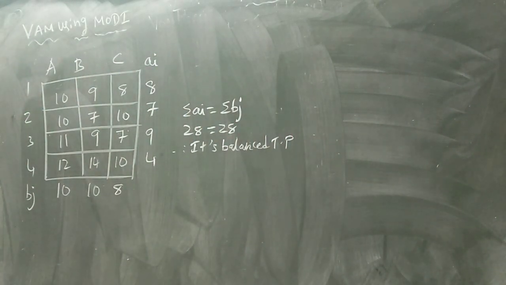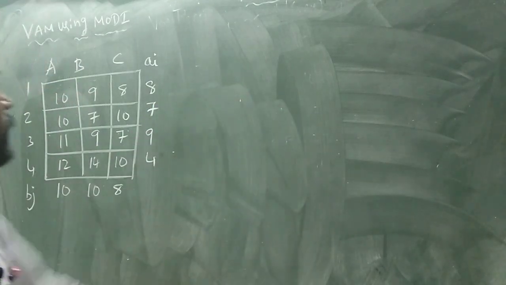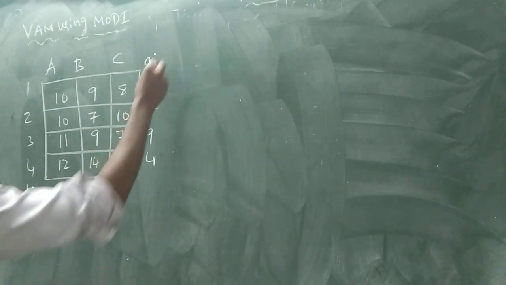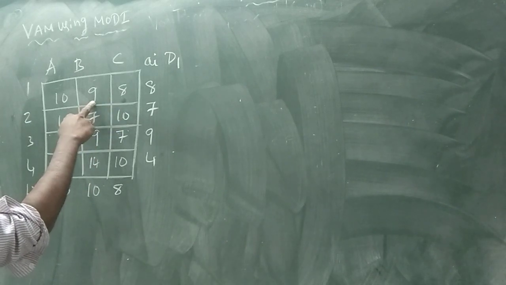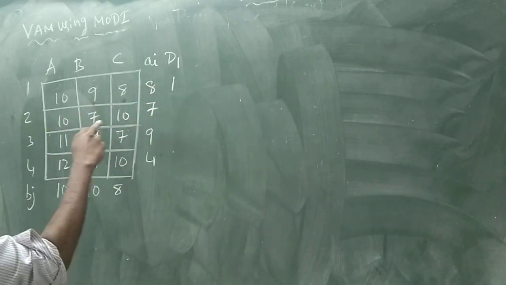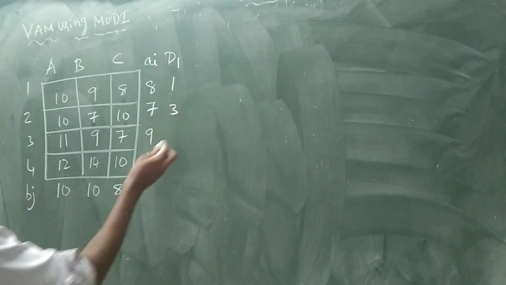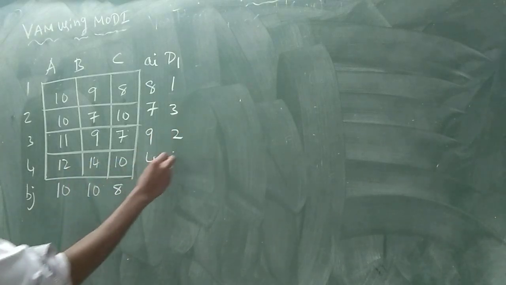Now I am using Vogel's approximation method. In this method, I have to find the difference for every row and every column. In the first row, the least value is 8, another least value is 9, difference is 1. Second row: least value is 7, another least value is 10, difference is 3. Third row: 7, 9, difference is 2. Fourth row: 10, 12, difference is 2.